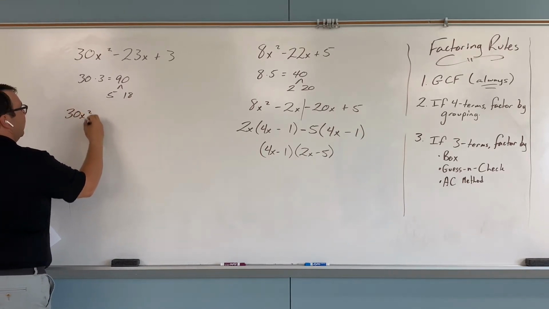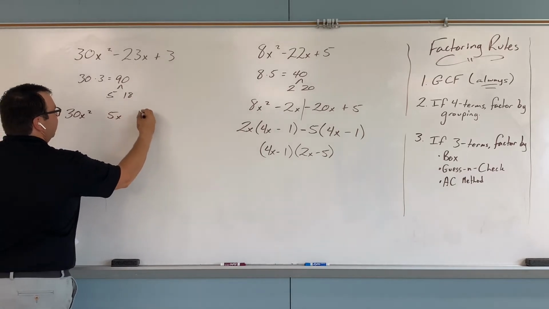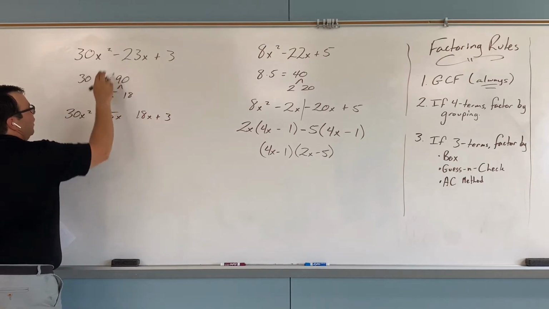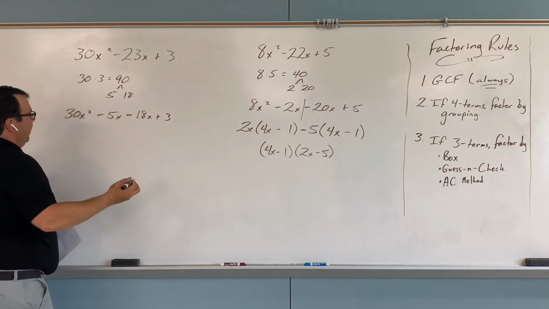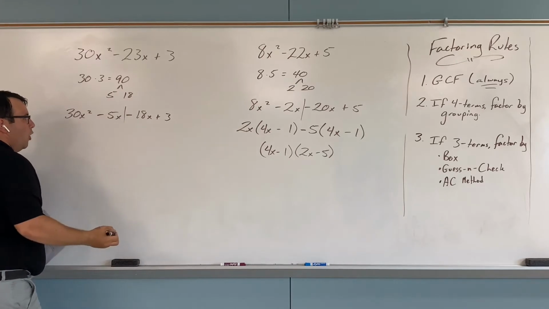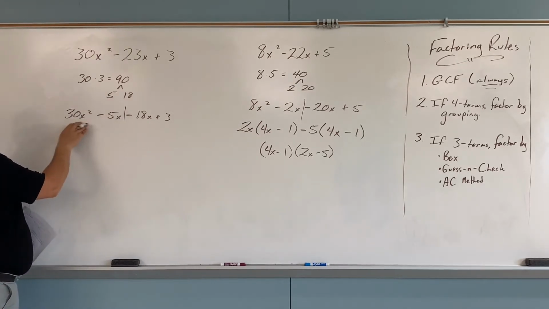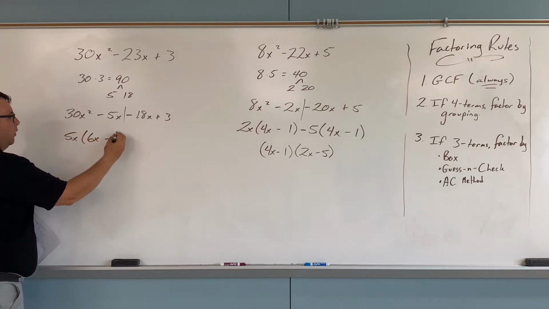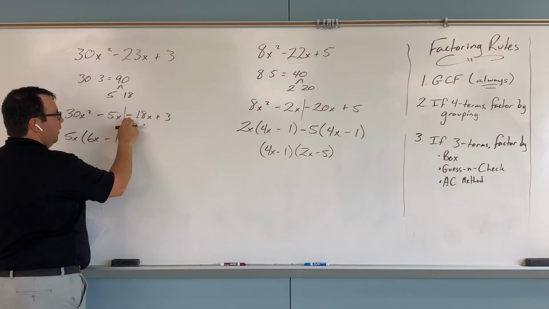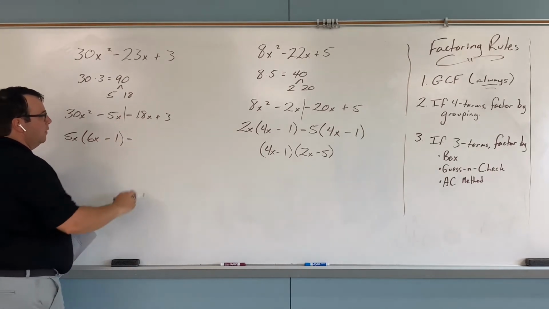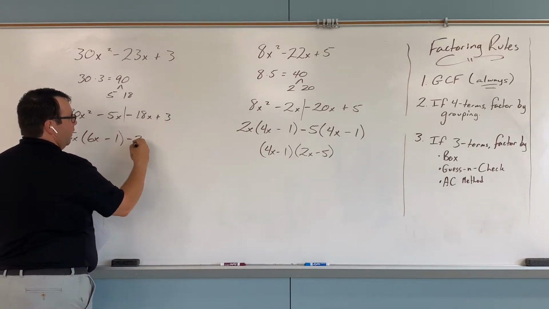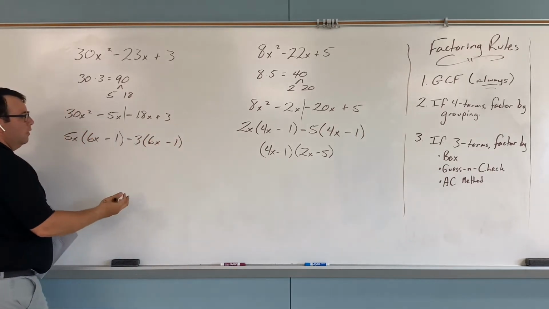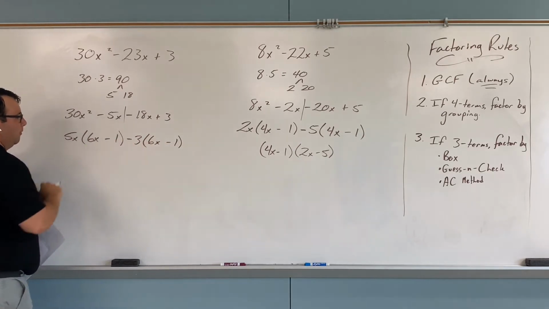So I have 30x squared, 5x, 18x, notice again, no sign, plus 3. How do I get a negative 23 from these two? They both have to be negative. Fruit Ninja. Now, over here, I have a 5x in common. That leaves me 6x minus 1. Over here, I want a sign change, so I'm pulling out that negative. I have 3 in common, so that's a 3 that I can pull out. I am left with 6x minus 1. Don't forget about that sign change that you pulled out.